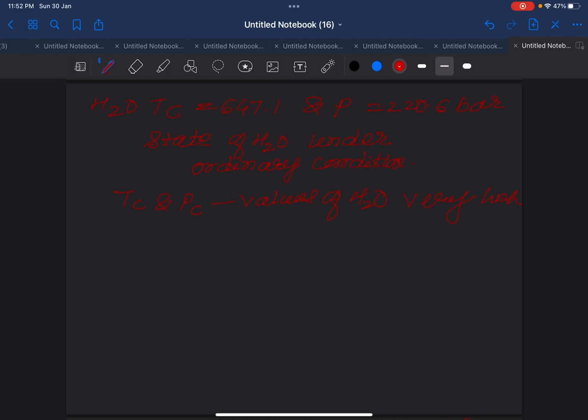compared to room temperature and atmospheric pressure. Consequently, water exists in liquid state under ordinary condition of temperature and pressure.